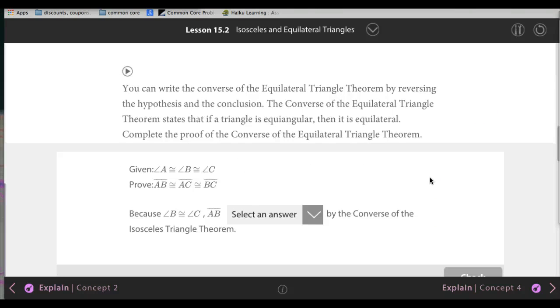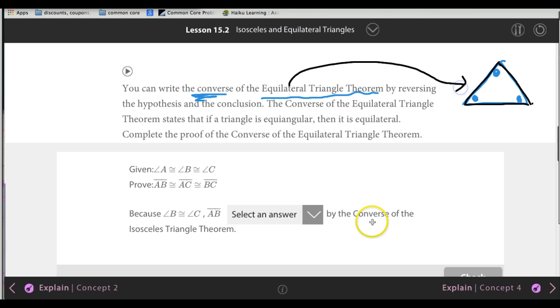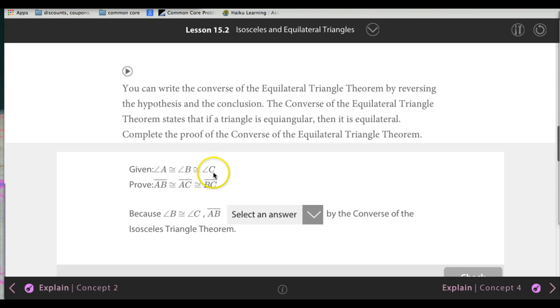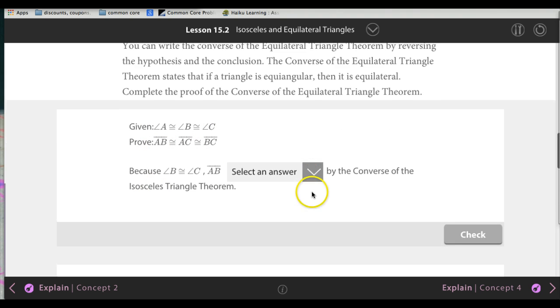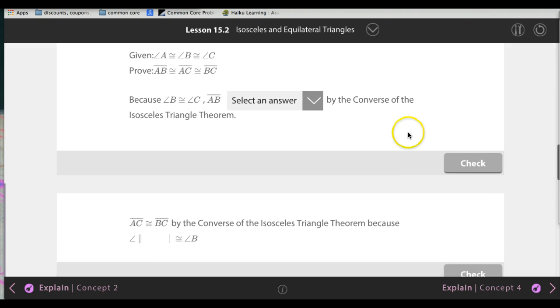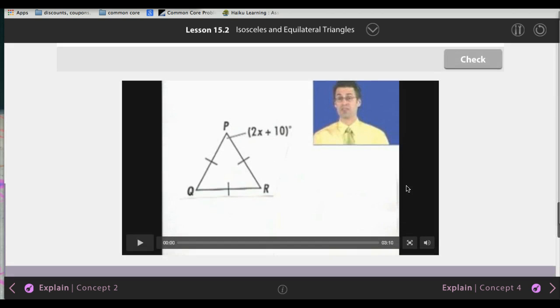And then, of course, they have to talk to you about the converse of the equilateral triangle theorem. What they're basically saying is that if you have a triangle and three angles measure the same, then ta-da! The three sides measure the same, thereby it becomes an equilateral triangle. Very simple stuff. If three angles are the same, prove how all three sides are going to be the same. So go ahead and take the steps all the way down and prove it, and watch the video.